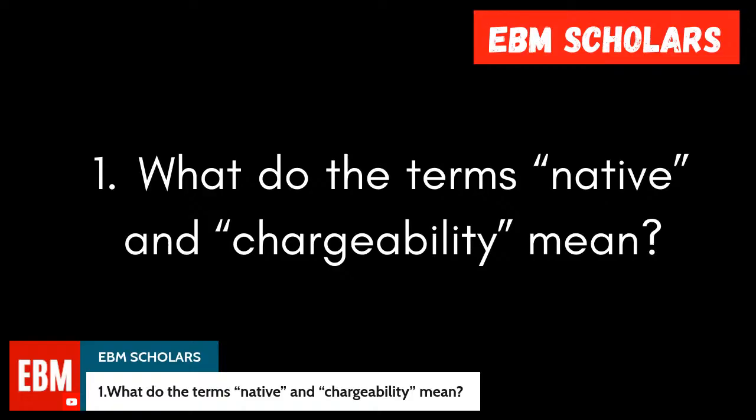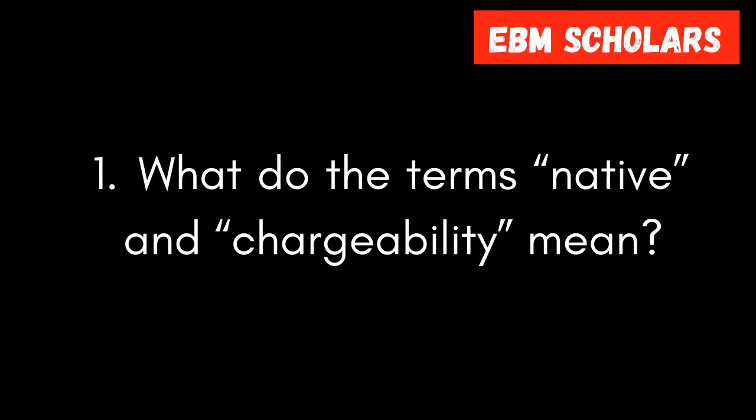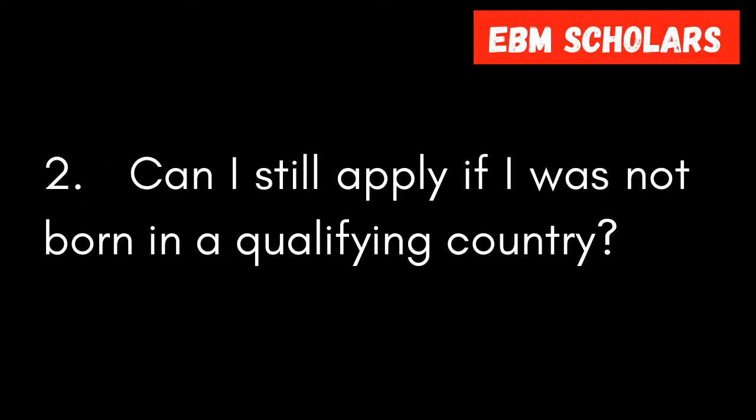So there are all those kinds of scenarios you can do. But each year, the countries of eligibility and chargeability are going to be provided in the middle of September, when they announce the actual dates for the application. That is question number one, about what the terms native and chargeability mean when you go to apply for the diversity visa lottery. Let's go to question number two.